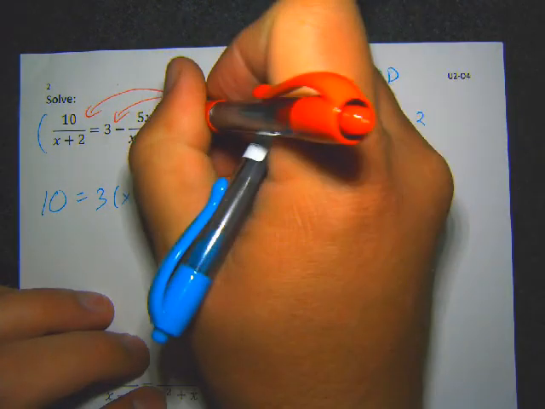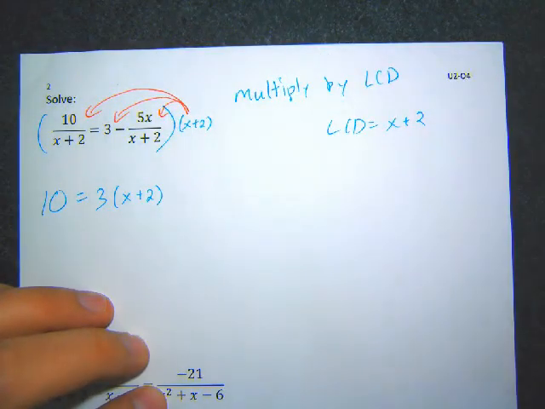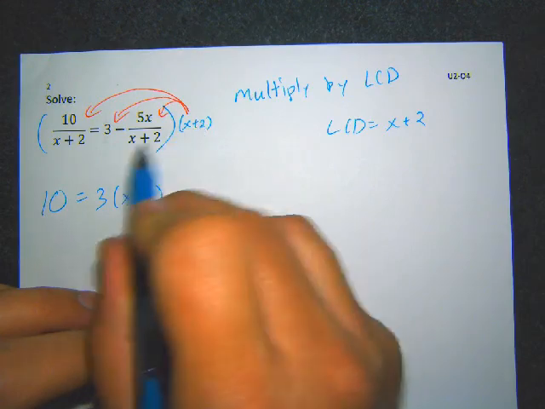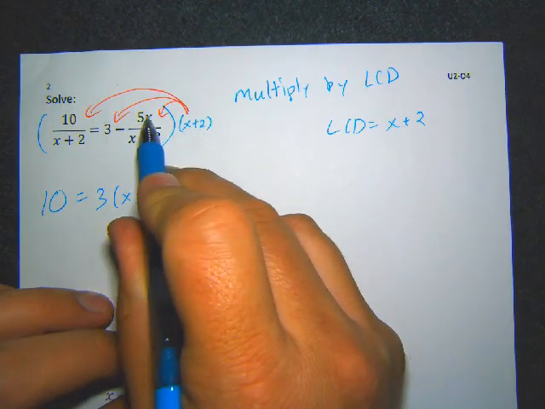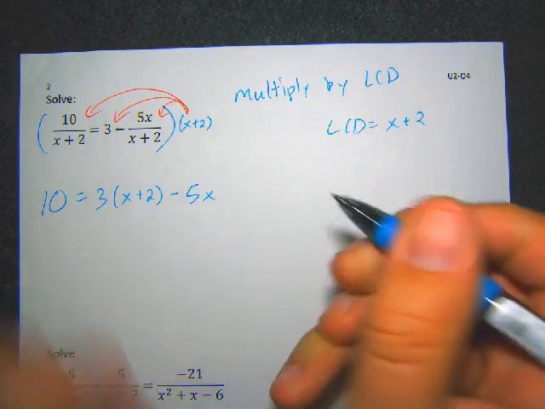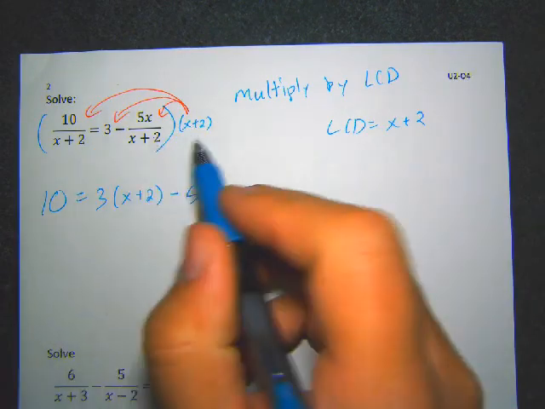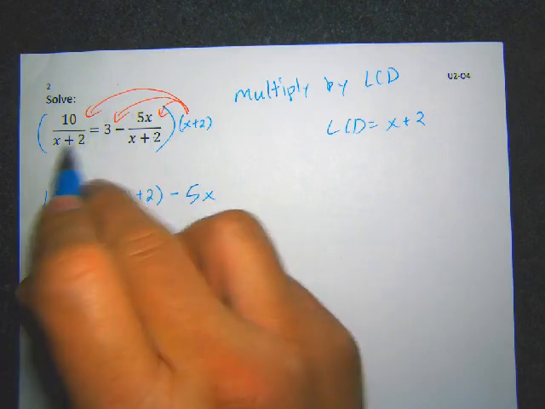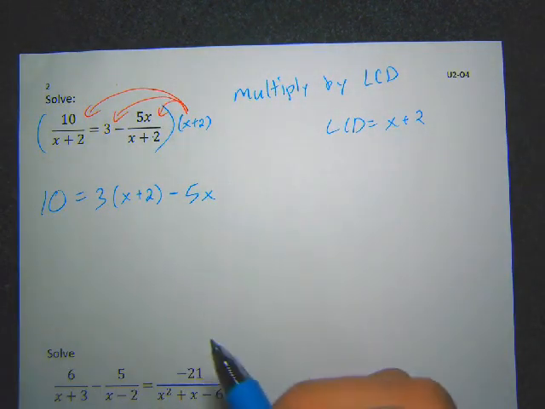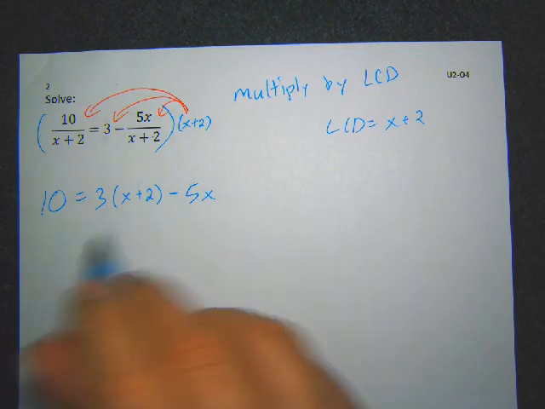Next one, I go to the 5x over x plus 2. This time I do have an x plus 2 on the bottom, and that will cancel the x plus 2. So I'm just going to leave the 5x by itself. So I have minus, don't forget the minus sign, and the 5x. So here, because all the denominators matched, I made it pretty easy because you just had one denominator, and it canceled both of those. Okay, now I got a regular equation, no fractions to deal with, and I can just solve it like I normally would.